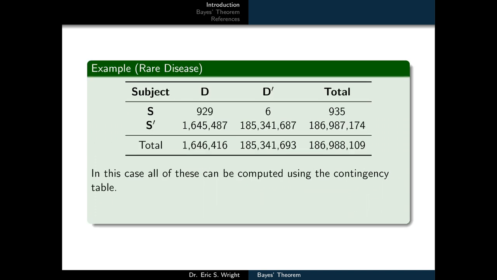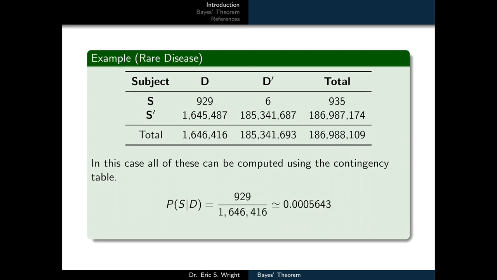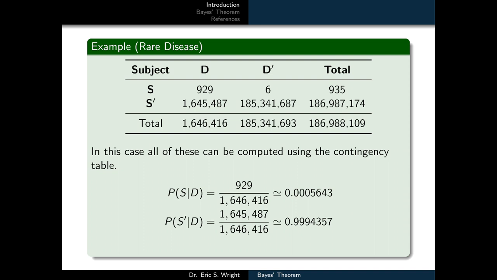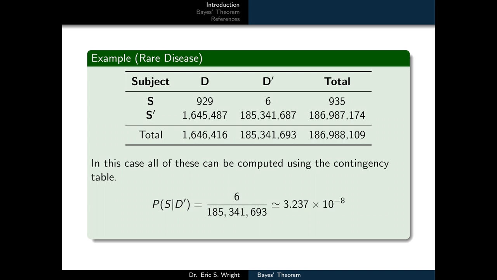In our current example, of course, we could just answer all four of those questions by computing the related conditional probabilities using our contingency table. In doing so, you would find the probability that you are sick if you had a diagnosis of being sick, or P of S given D, to be 929 over 1,646,416, or 0.0005643. Similarly, the probability of you not being sick given that you've been diagnosed as sick is pretty close to 1. It's 1,645,487 divided by 1,646,416, or 0.9994357.